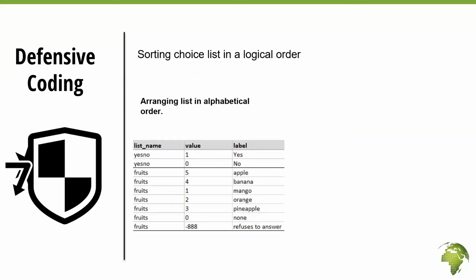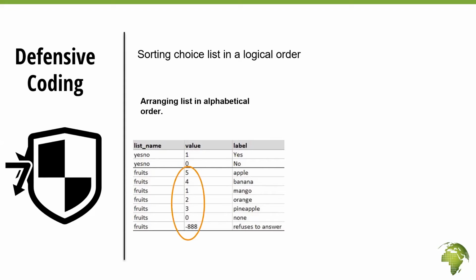Now, when we are also designing the forms, we include in the choices list, we try to arrange the choices in a logical order. Now, the logical order might depend on the kind of question you are using or the kind of code that you are using. So, for instance, if you are dealing with fruits, you can arrange them in alphabetical order. So it's easy for enumerators to find that information.